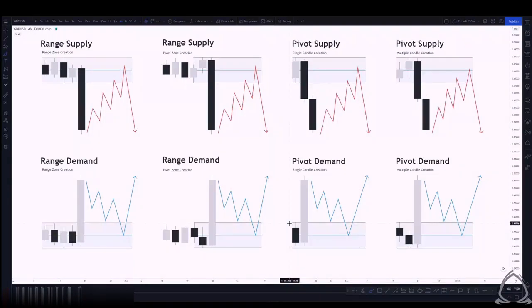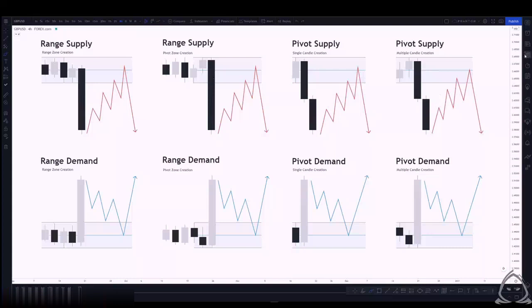Or on the demand side of things, we would be marking out as the sharp move to the downside before that rapid move to the upside. And again, we would be marking it on the bullish candle before the bearish move, or the bearish candle before the bullish move. We can also take that a step further if there are multiple candles that create that overall pivot in price. And in this example, we have 2 bullish candles before the bearish expansion to the downside. So we would be able to mark out our zone using both of those bullish candles. And on the flip side for demand, we would use the 2 bearish candles to mark out our zone after we get a bullish expansion out of that pivot.